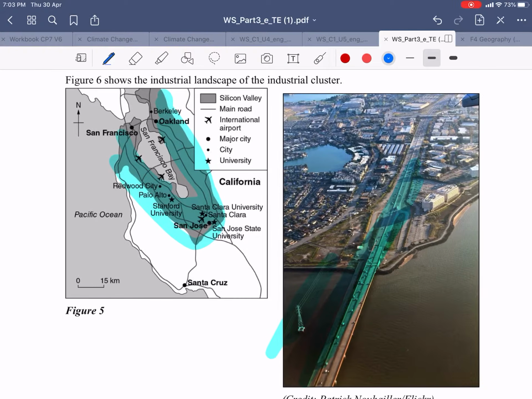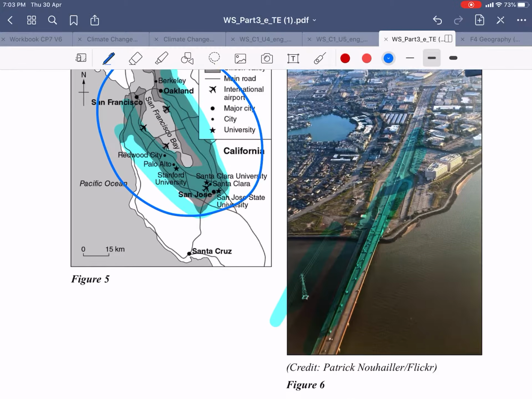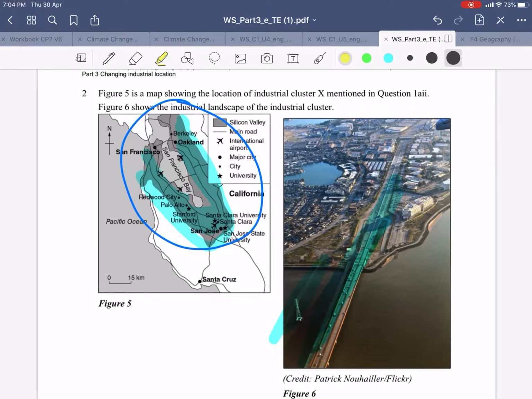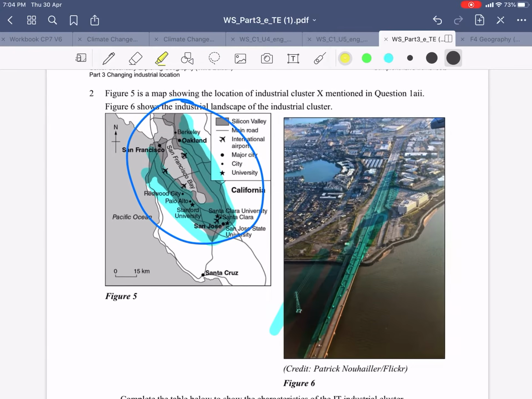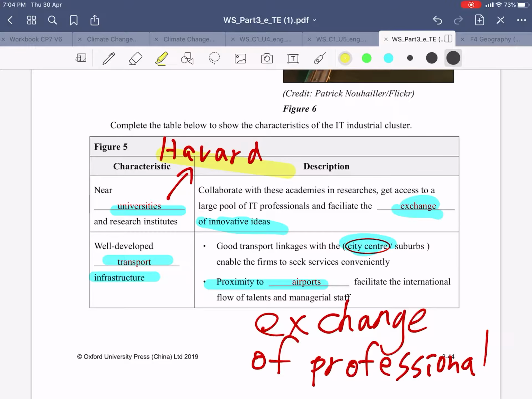The first case, Silicon Valley. Silicon Valley is talking about the whole thing. It's a valley, right, from San Francisco to St. George. What are the characteristics there? First of all, it's next to universities, like Harvard, so it can arouse exchange of innovative ideas. It's also next to transport infrastructure. For example, we can find a lot of airports right here. We have 4 international airports, so people who need to attend a meeting from Facebook or Apple can get there very easily.